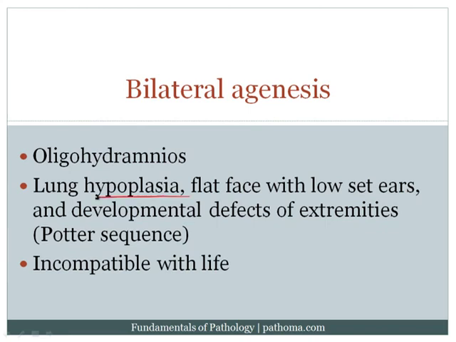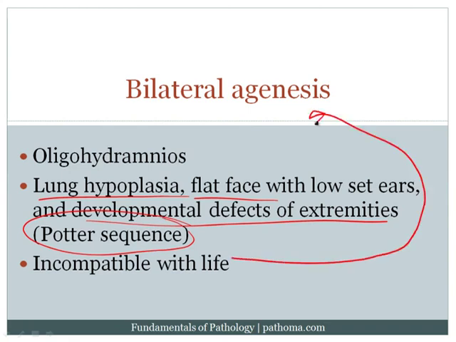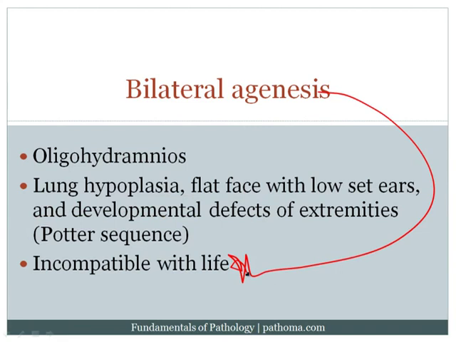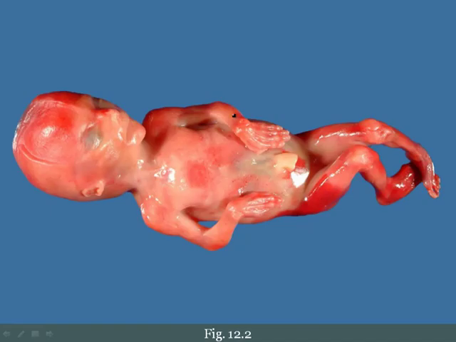This entire sequence, hypoplasia of the lung, flat face with low set ears, and developmental defects of the extremities, this whole sequence is called Potter sequence, and that's something to be familiar with. Again, it goes back to embryology. Bilateral renal agenesis is incompatible with life. However, when an examination of the fetus was done, we'd see the classic findings of Potter sequence. Very high yield because it ties into embryology. Here's a picture of a fetus with Potter sequence. There's flattening of the face with low set ears, and then some extremity defects as well. Again, high yield to remember that these are all a consequence of oligohydramnios.